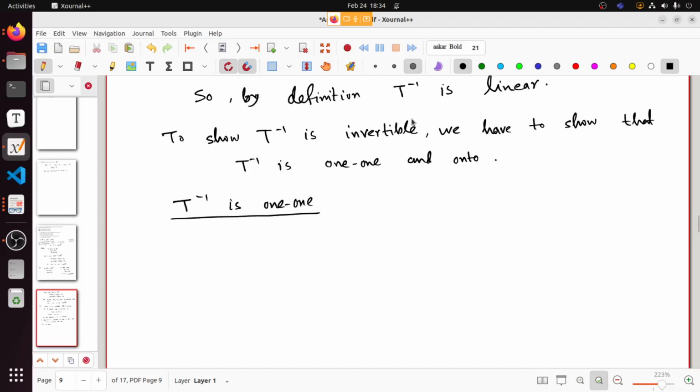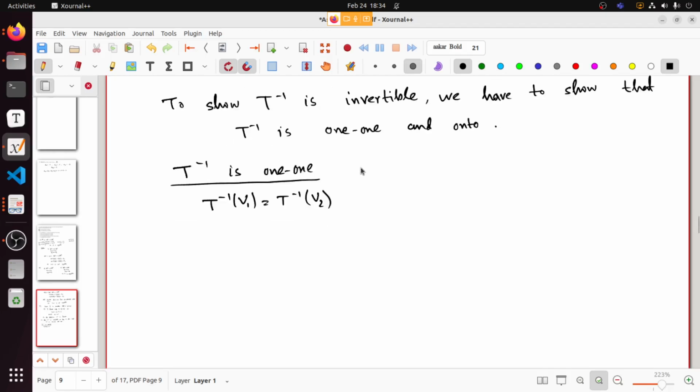So how to check this? You have to take two vectors. Suppose T inverse of V1 is equal to T inverse of V2. We have to show V1 equals V2, right? Then T inverse will be 1-1. So then apply T both sides: T of T inverse of V1 equals T of T inverse of V2.